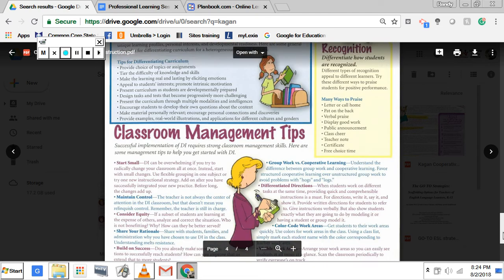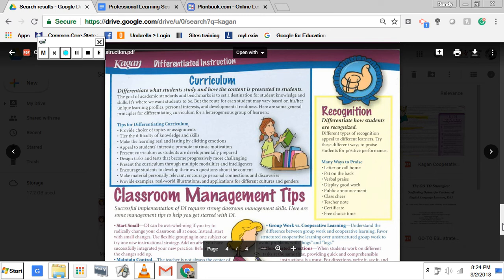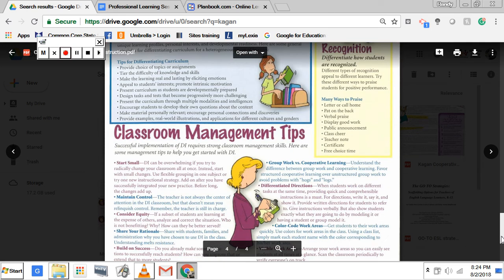Alright, and then the tips for differentiating curriculum. This is a great list. Probably my favorite thing on it, I'm thinking, is probably the one close to the bottom. It says make material personally relevant. Because if it's relevant to the kids, if it's something that they know about, something from their life, whatever, if you can make that connection, then all of a sudden they're just turned on and they're loving it, and they like it.